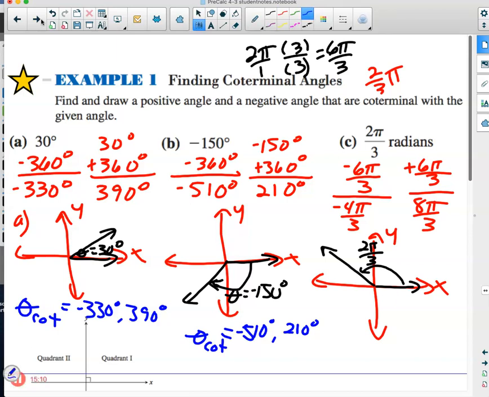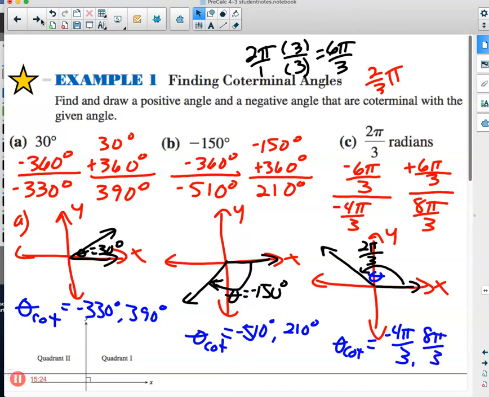So now we could write theta in here, and theta coterminal equals negative 4 pi over 3 and 8 pi over 3. And I use theta because that is the most used Greek symbol that we have for angles, but you could use any of those Greek symbols that we have talked about. You know, the alpha, the beta showed up today already. You could name them phi, whatever you need to do so that you can see those are all going to be coterminal.